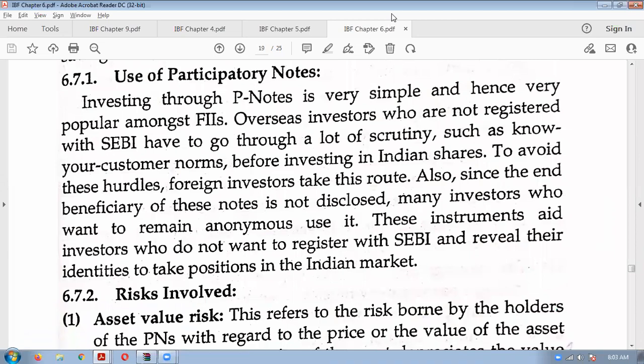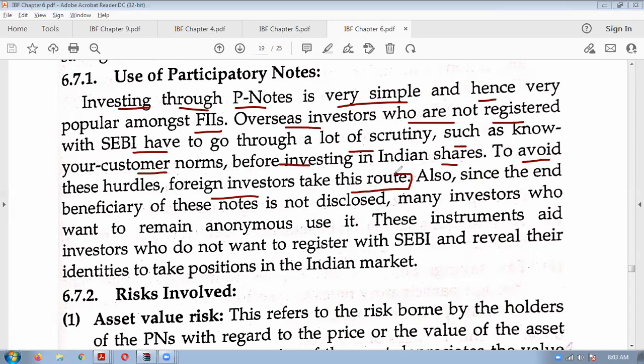See, use of participatory notes. Investing through P note is very simple and hence very popular among foreign institutional investors, because overseas investors who are not registered with SEBI have to go through a lot of scrutiny, such as know your customer norms, before investing in Indian share market. To avoid all these routine things, foreign investors take this route.